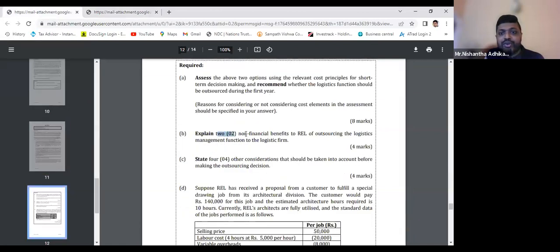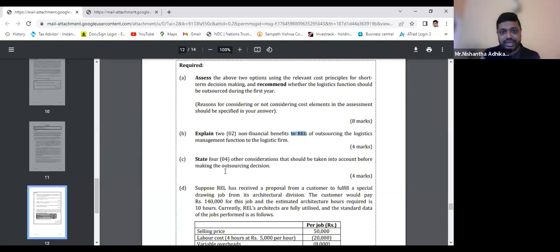Then the next part: explain two non-financial benefits to REL for outsourcing the logistic management function to the logistic firm. Two benefits they are asking. Now, if REL outsources to the logistic firm, this logistic firm is specialized in that particular area. REL is new to the logistic industry. Then you can focus on your core business. You can get the expert service, right? Then you can learn from the expert. If you take the logistic firm into your organization, and they operate for 1 year, you can get the experience from them, and then you know how to operate. Technical know-how, you can get the knowledge. New knowledge can be collected.